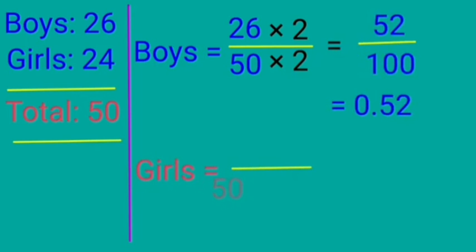Similarly, out of 50 students, there are 24 girls. To simplify 24 divided by 50, we should multiply by 2 on both numerator and denominator. So, we get 48 by 100, which is equal to 0.48.